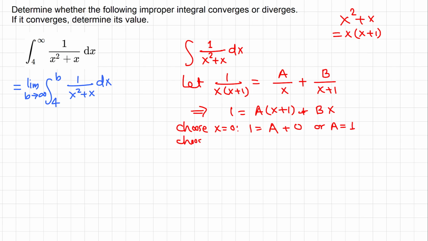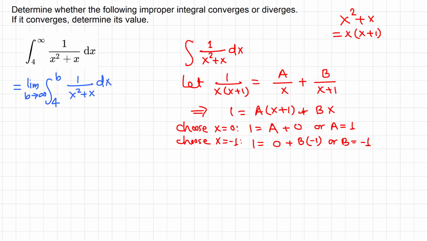In the same way, let's choose x equals, look at here, x and x plus 1, right? x plus 1 becomes 0 at x equals negative 1. So choose negative 1. So here 1 equals A times negative 1 plus 1, which is 0, so this term is 0, plus B times negative 1. Because we are choosing x equals negative 1, this is basically negative B equals 1. Multiply both sides by negative 1, we get B equals negative 1.